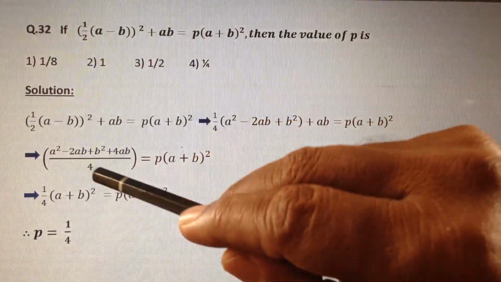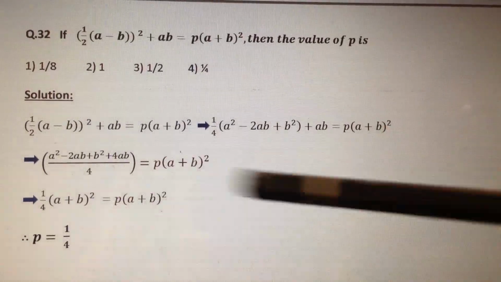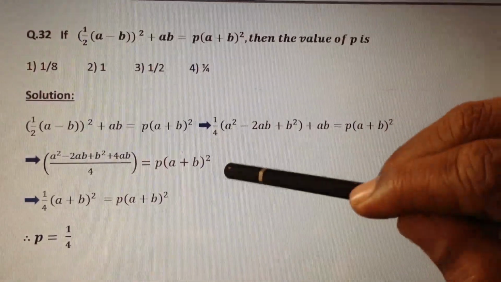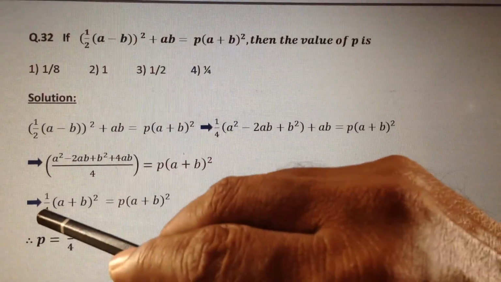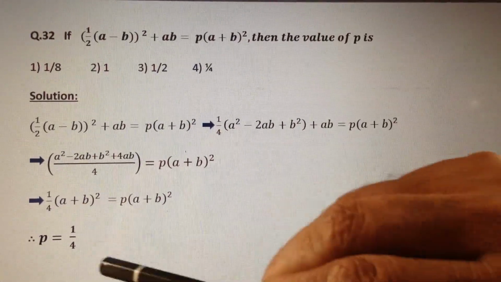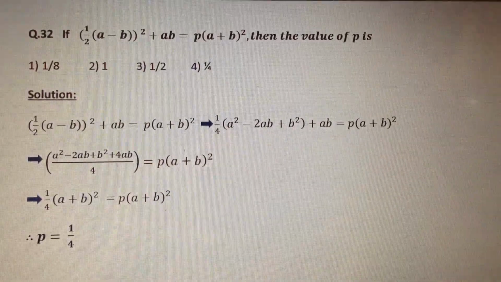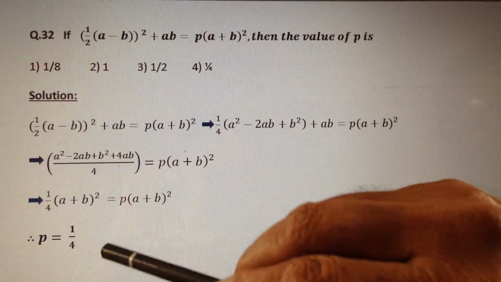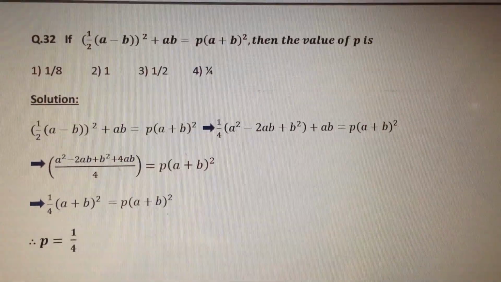Therefore, a square minus 2ab plus b square plus 4ab by 4 is equal to p into a plus b whole square. Therefore, 1 by 4 into a plus b whole square is equal to p into a plus b whole square. Therefore, p is equal to 1 by 4. So, answer is option number 4.